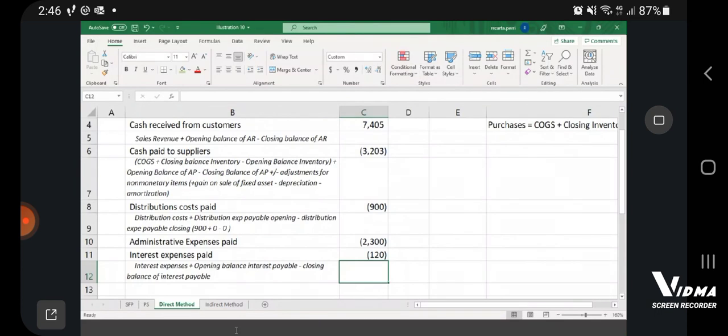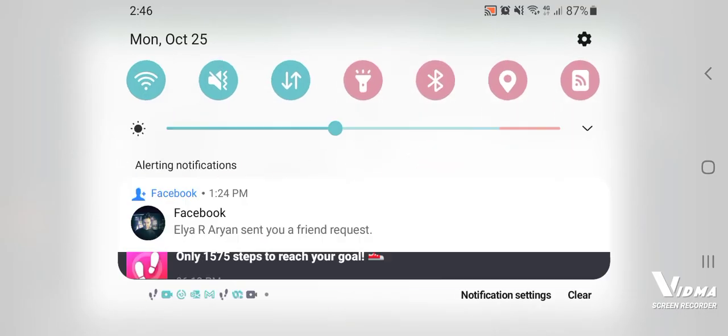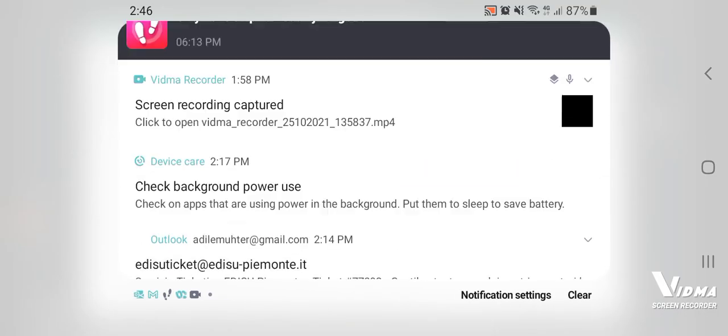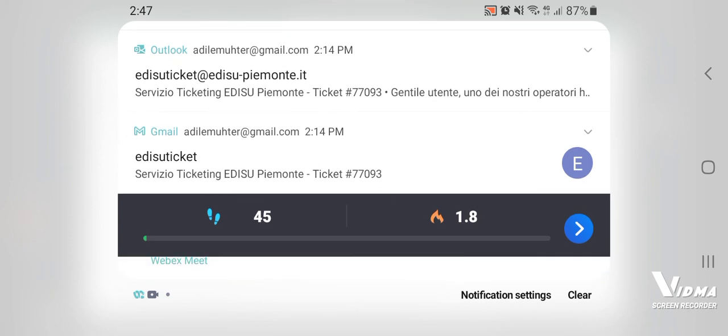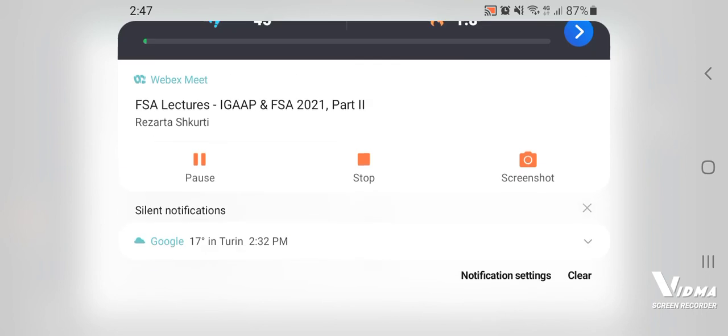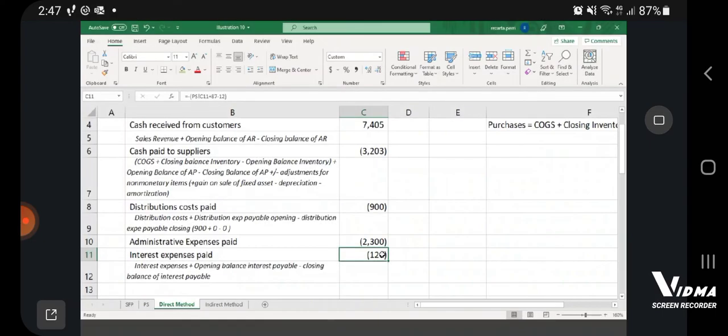Now you see that even though the interest expenses were only 45, we have paid so much more because we have decreased by a considerable amount the interest payable. We find the opening balance 87,000 and we decrease that into 12,000. That means that we have paid all this accumulated liability over time. Okay, so this is interest expenses.